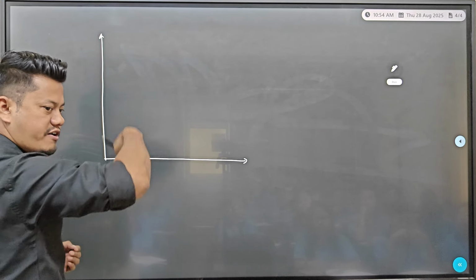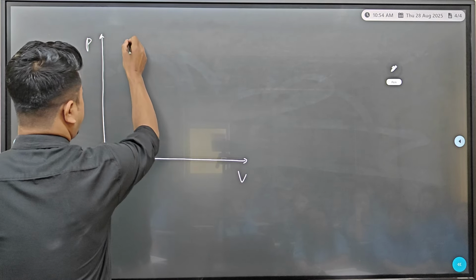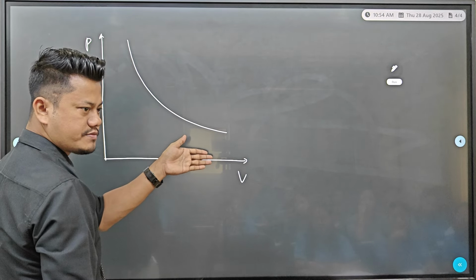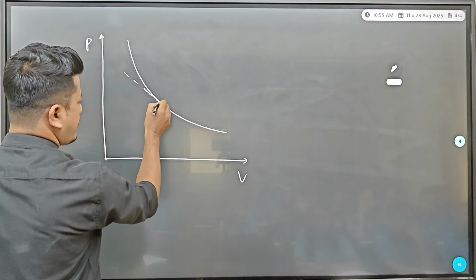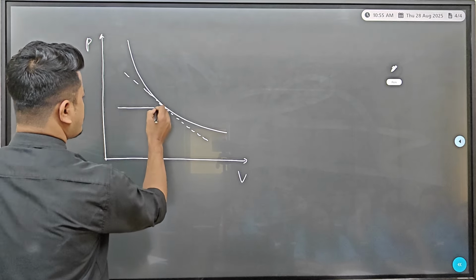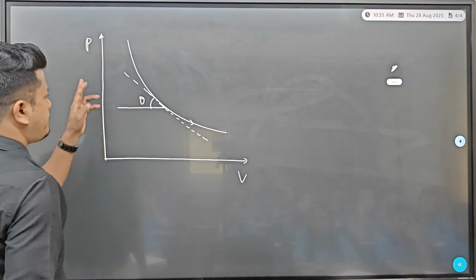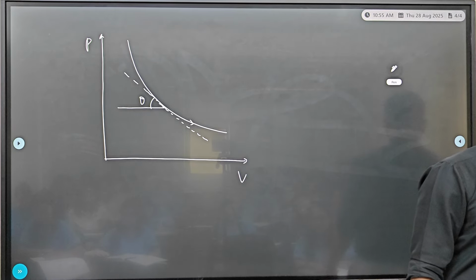It depends upon the curvature. This is P and this is V. For adiabatic also, the graph is in this way. For isothermal, it was a little less steep. Understood or not? Here also the same thing. If I want to find the slope, I'm drawing a tangent line over here. With respect to the horizontal, it is making some angle theta. This is the PV indicator diagram under the adiabatic process.